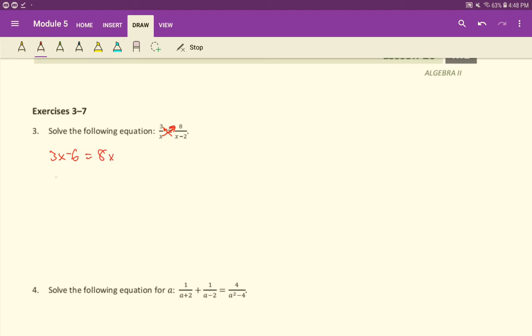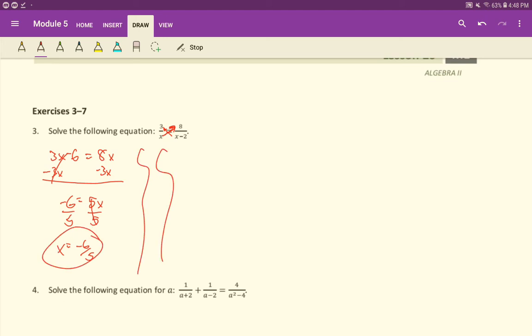Okay, and now we solve. So we'll get our x's together by subtracting 3x from both sides. 8 minus 3 is 5x, and divide both sides by 5. And get x equals negative 6 over 5. And there's our answer. Okay, if we wanted to do this with common denominators, it would be a little bit more work.